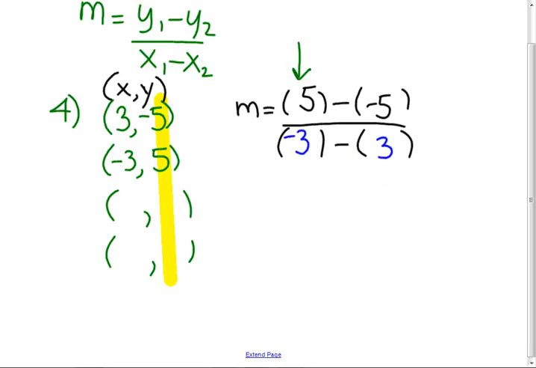Because -5 is not paired up with a, wait a minute. 5 goes with negative, oh, I did do it in the wrong order. 5 minus this one, and then it's a -3 minus 3. So if I had it the other way, whoops. Because +5 is not paired up with a +3, is it? It's paired up with a -3. So I have these in the wrong order in the denominator. Good thing I did that because I caught it. Now we can do this.